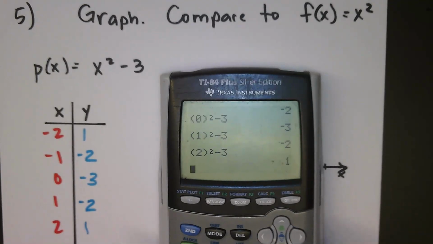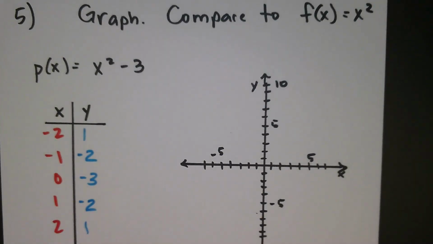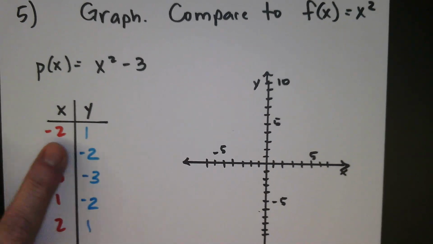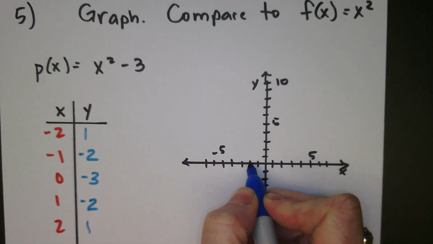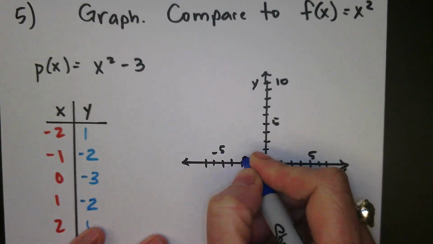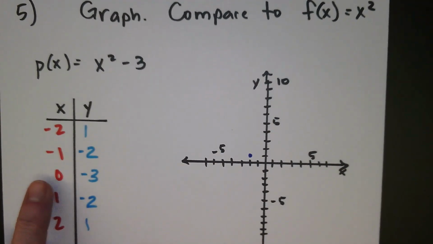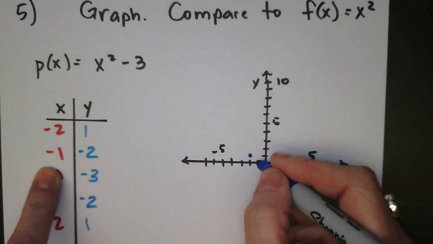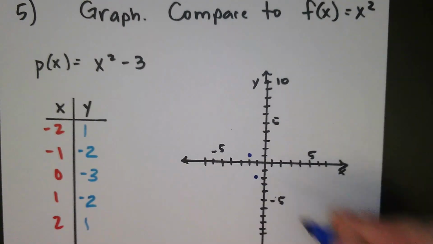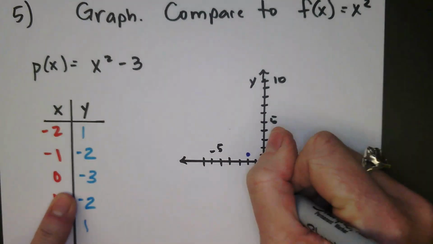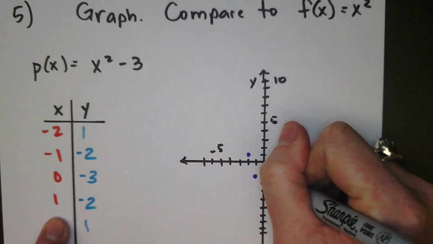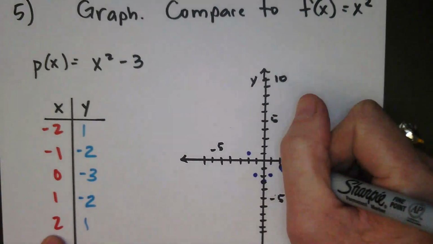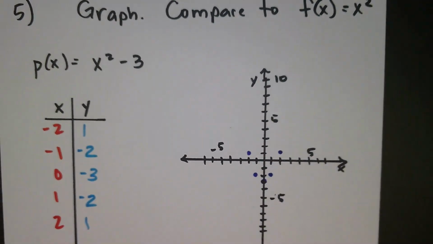All right, so I got coordinates that I can go ahead and graph. Let's see. -2, 1. So I'm going to go from the origin to the left 2 because my x-value is -2 and up 1. At -1, I'm going to go down 2, so I'm here. At 0, I'm down at -3. At 1, I am at -2. And at 2, I am up at 1.